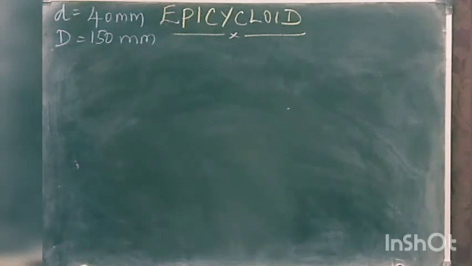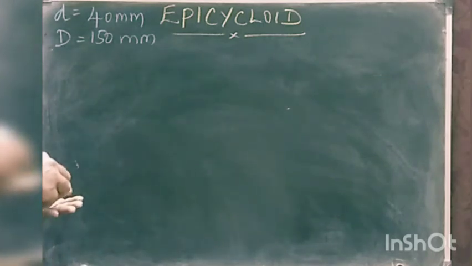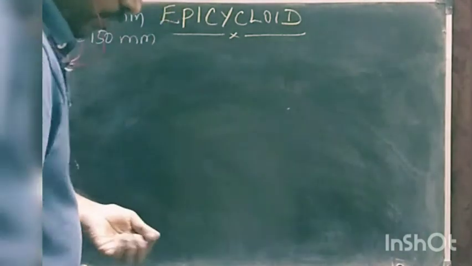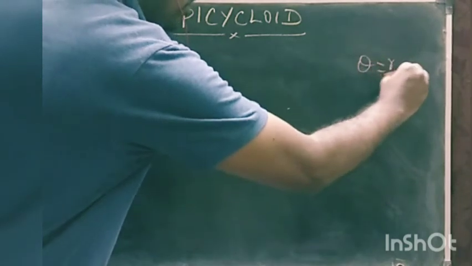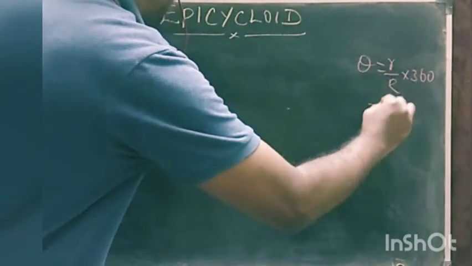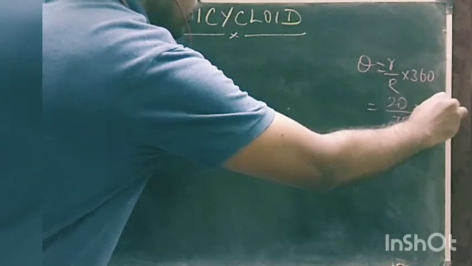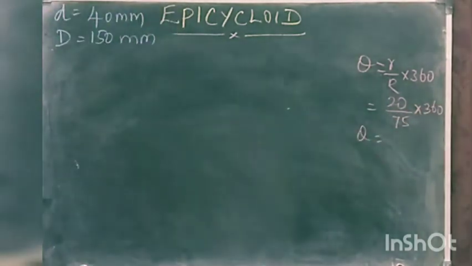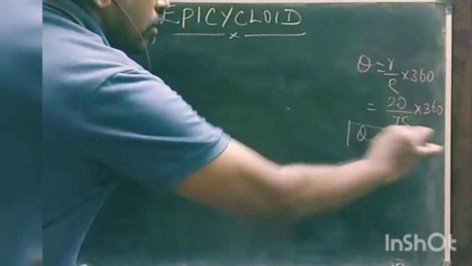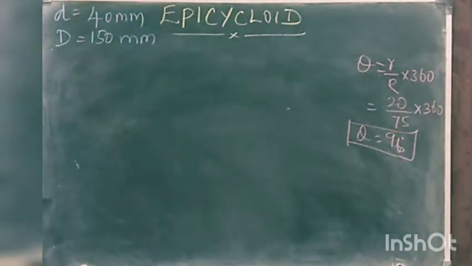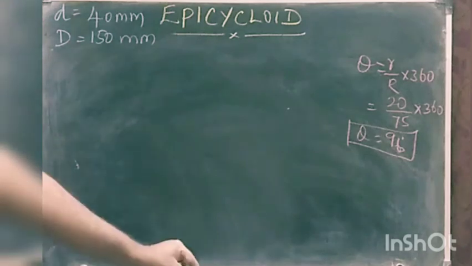It is very interesting to draw in the case of the epicycloid, because we already practiced the cycloid. Almost the same set of procedures is followed in the epicycloid also. Just have a look. The first step is to find out the angle value, which is very important. I already told you how to find it: theta equals r by R into 360. Small r is 20 mm and capital R is 75 mm, the radius. If I put these values, the value of theta will be 96 degrees. With this data only I am going to solve this problem.